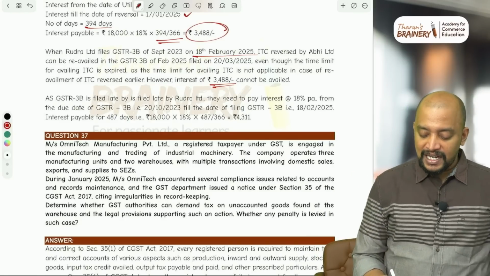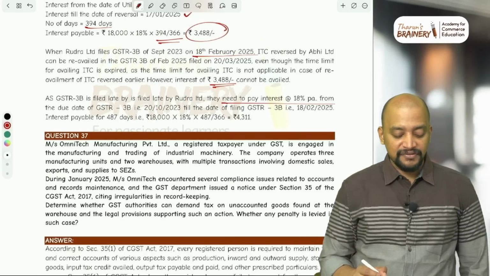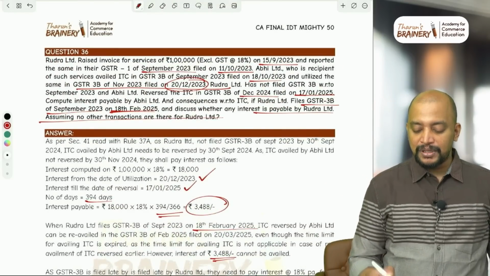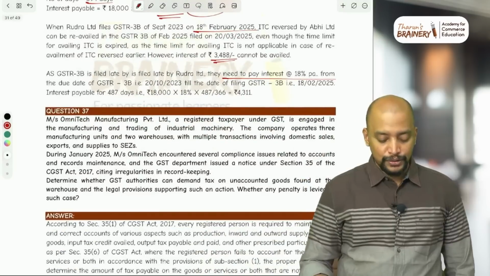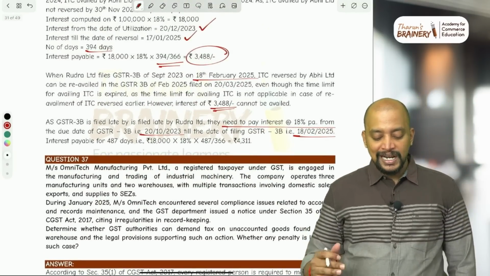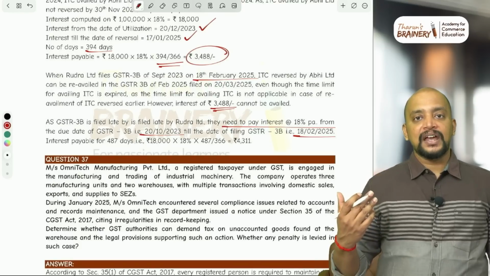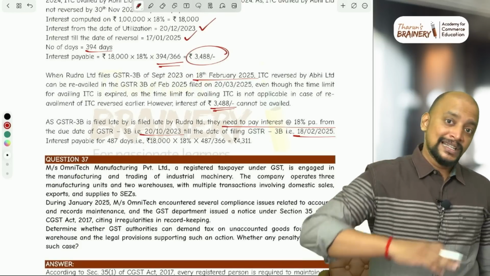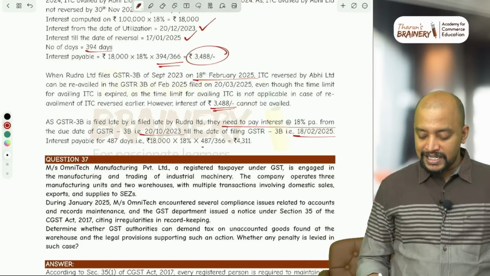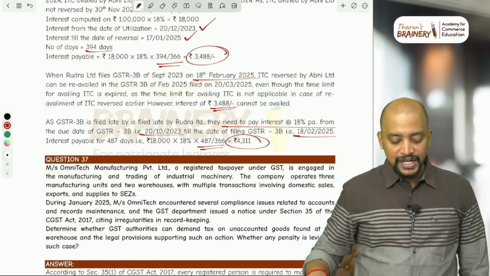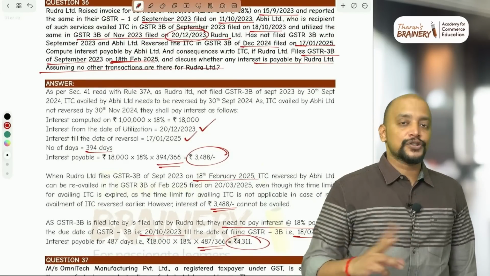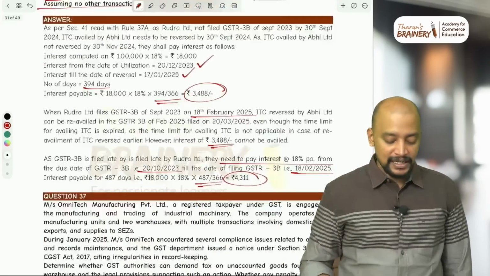As 3B is filed late by Rudra Limited, they need to pay interest at 18% from which date? September month 3B they should file by 20th of October 2023. From there till the actual date 18/2. So how many days? October 11 days, November 30 days, December 31 days, then again 2024 full year, 2025 till February. So 487 by 366. This 4311 will be payable as interest. So there are two interest computations in this question. This can also be connected, supplier side as well as recipient side.